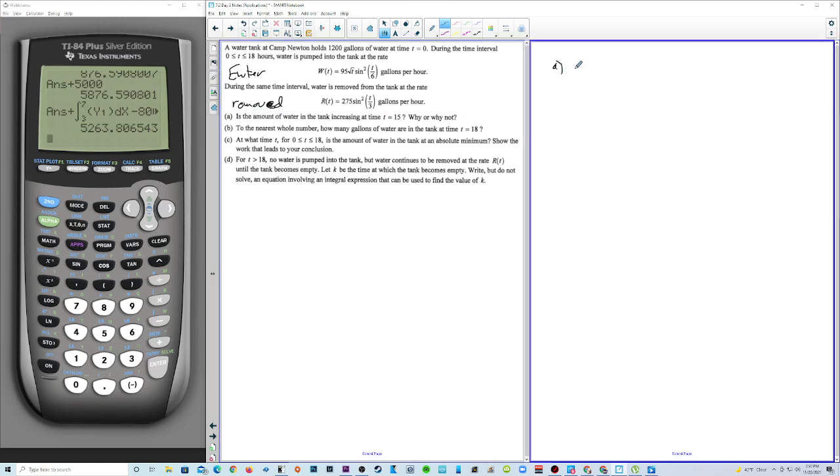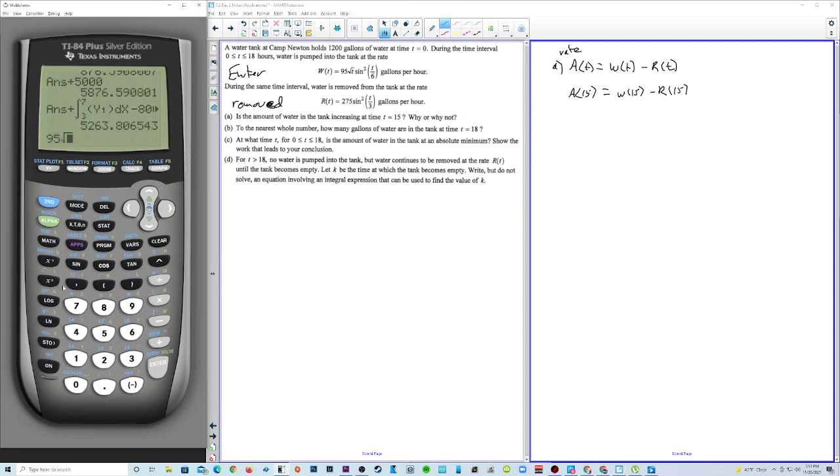So A is the amount of water. So the overall rate is equal to W of t minus R of t. So that's the overall rate of the amount of water in this tank. Is the amount of water in the tank increasing or decreasing? So A of 15 is equal to W of 15 minus R of 15. And I put the functions into y2 and y3, but that's not going to do us a whole lot of good if we're evaluating. So we'll just do this by hand.